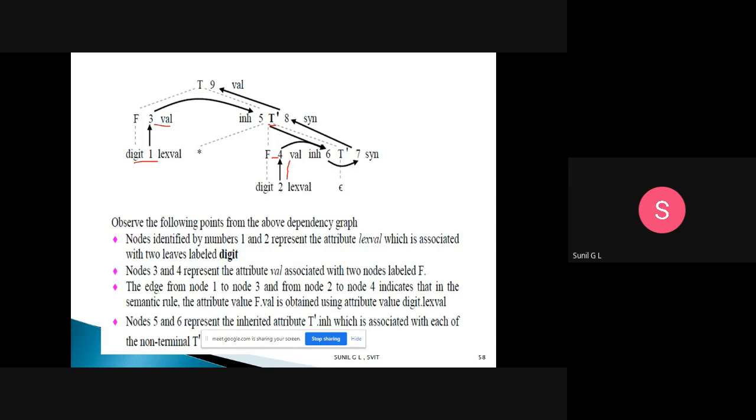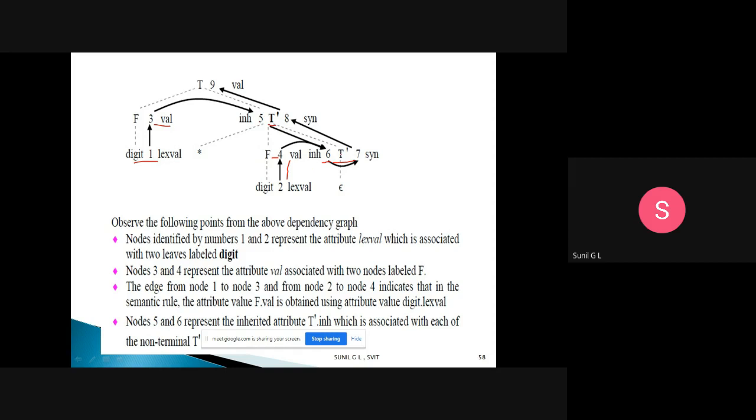The resultant will be copied into T'. This comes from the inherited T' and from T' tends to star F T1'. So using these two things, we have created the value of T'.